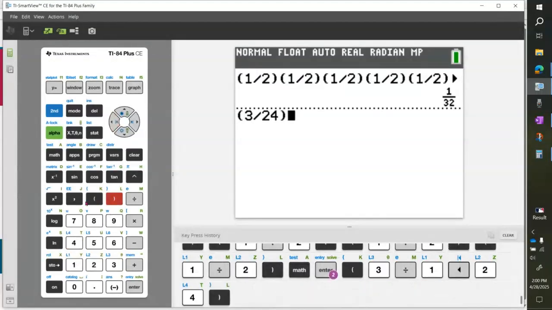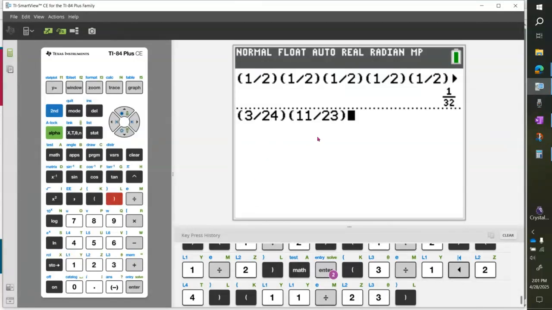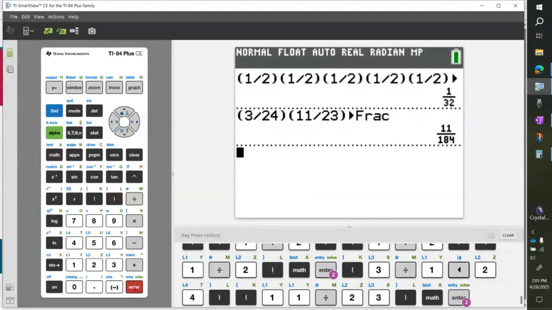That's the first probability. Multiply by 11 over 23. That's the second probability. Multiplication rule, right? The reason I emphasize the name of the rule is because it helps you remember you multiply the two probabilities. Since it's a dependent case, the second probability is a conditional probability. That's all the difference. And then we're going to simplify the fraction. 11 over 184.